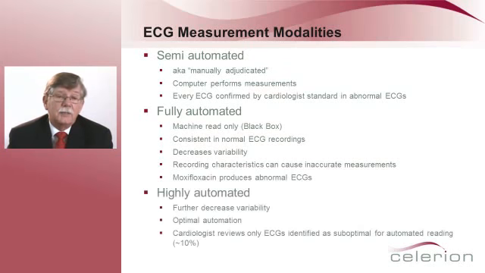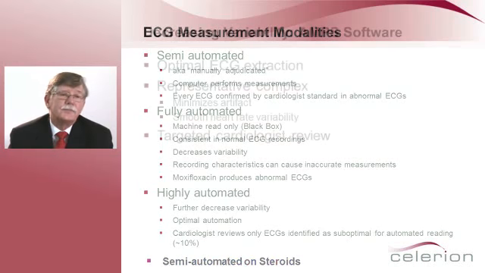In a highly automated approach, what we do is have the computer algorithm measure all the ECGs, and those that have characteristics suggesting an accurate measurement are automatically put in the database, while those that have characteristics that could indicate that the automated reading is not as accurate are then reviewed by cardiologists, and that's about 10% of the ECGs. So in some ways you can call this semi-automated on steroids.